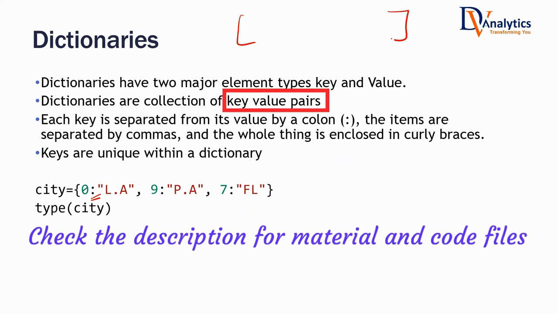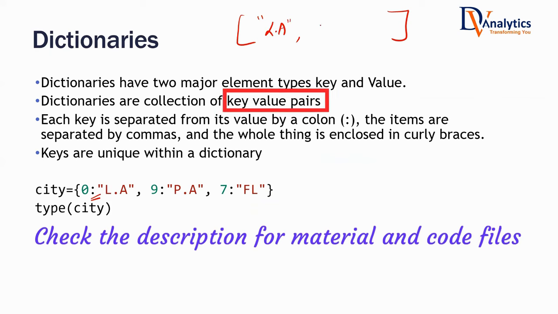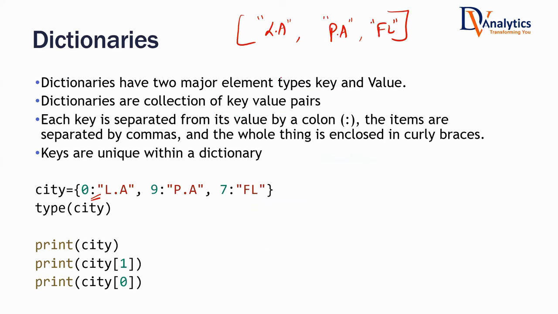Let us suppose in a list, I have Los Angeles, Palo Alto, and then Florida. These are the three cities. How do you access LA? Let us suppose this is my city. I would write city zero. City one will give me PA. City two will give me FL. So the indexes are automatically created inside. As soon as you store them inside a list, these indexes are automatically taken care of by Python. You are not giving these indexes. Python is taking care of them.